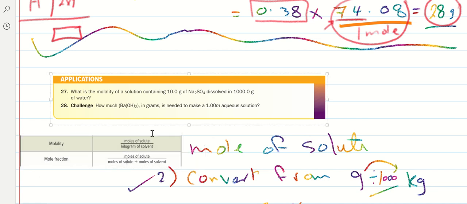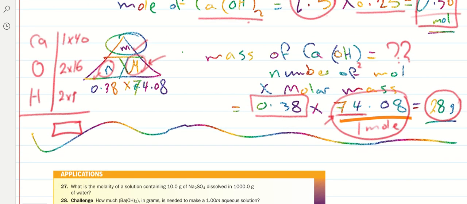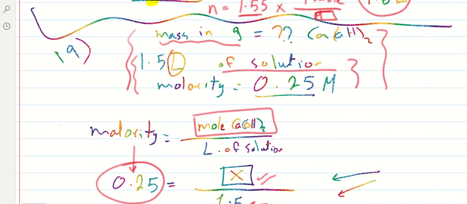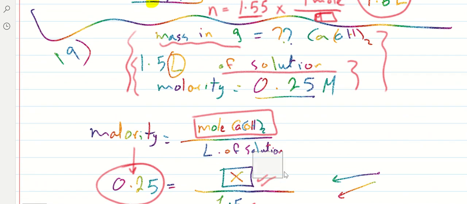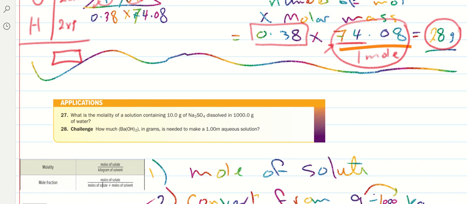Okay, keep the formula beside us and then start to answer. The first question: what is the molality? I'm going to use this formula. Not molarity, which is moles divided by liters of solution. Here, molality is moles divided by kilograms of solvent.